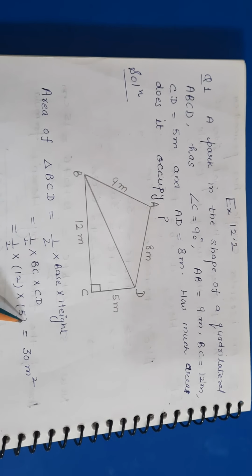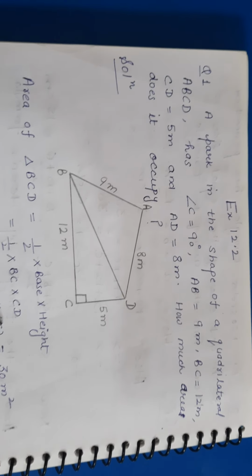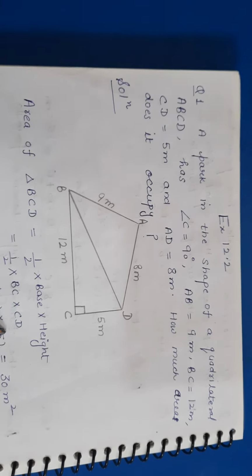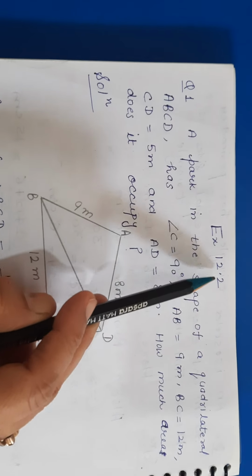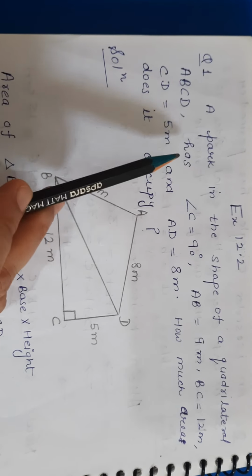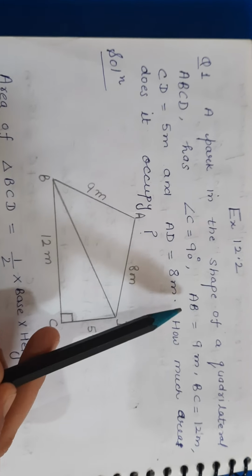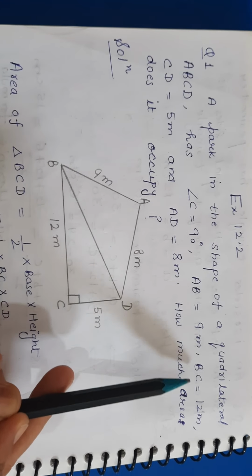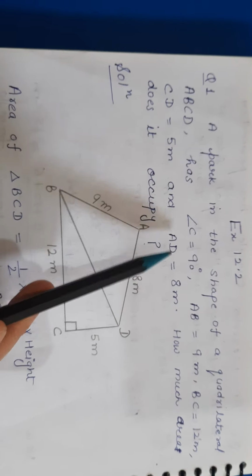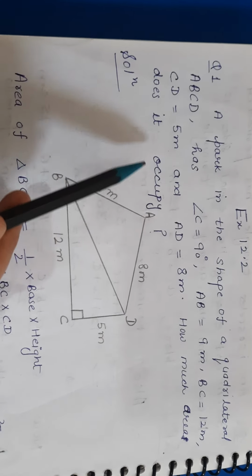Good morning, students. In this video, I am going to discuss the applications of Heron's formula in finding areas of quadrilaterals. Now, the first question from exercise 12.2 is: a park in the shape of quadrilateral ABCD has angle C equal to 90 degrees. The side AB is 9 meter, side BC is 12 meter, side CD is 5 meter, and AD is 8 meter. Now, how much area does it occupy?